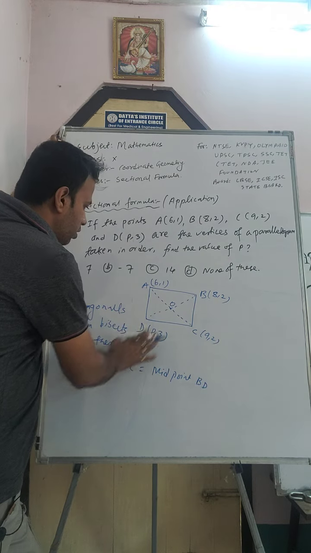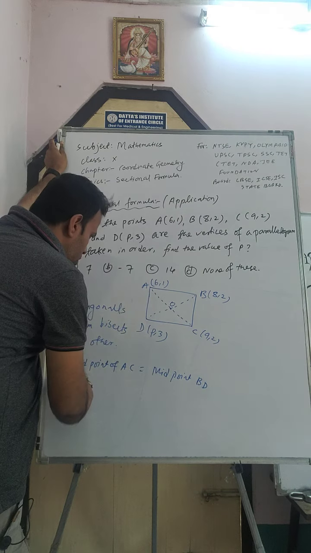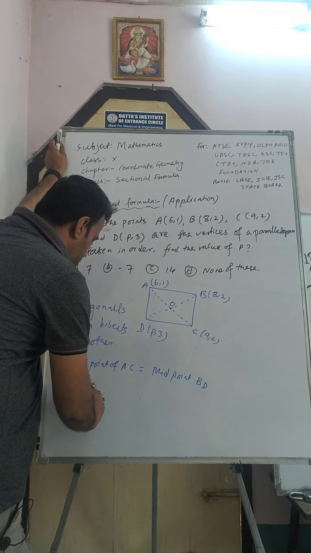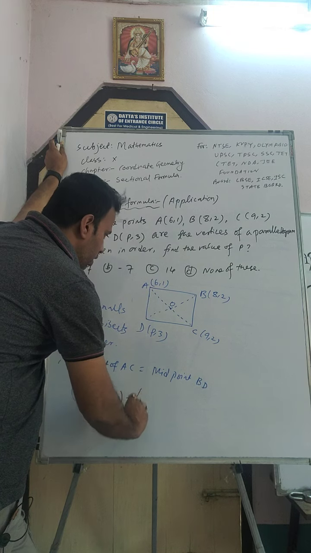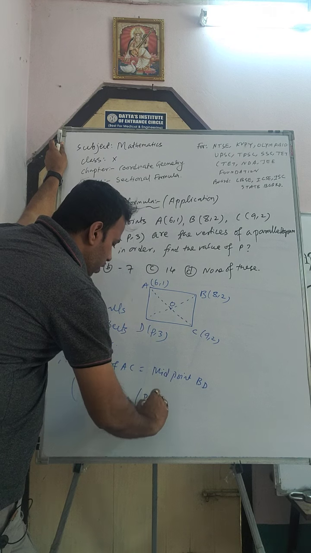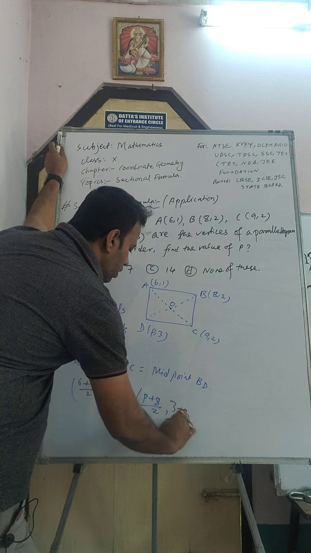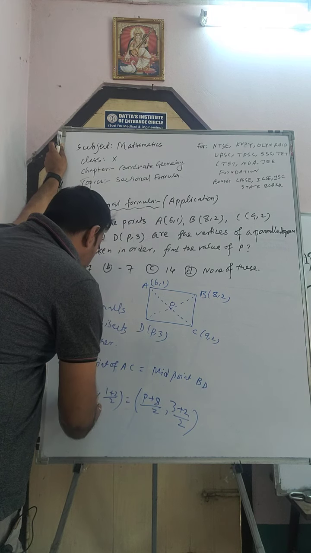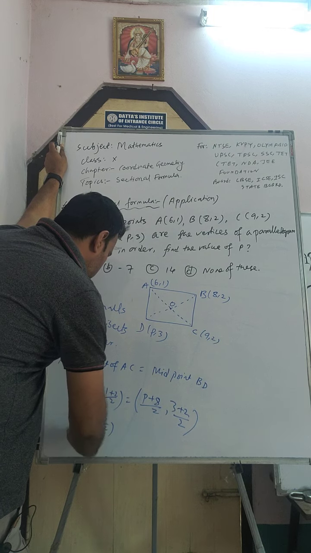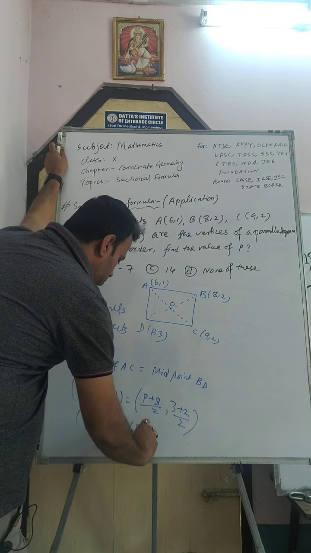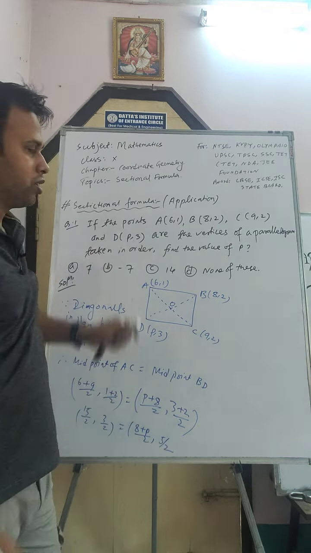So midpoint of AC, how can I find it? This one is (x1 plus x2) by 2, that is (6 plus 9) by 2, comma (1 plus 2) by 2. Again here (P plus 8) by 2, comma (3 plus 2) by 2. Okay. So here it is 15 by 2 and it is 3 by 2, and here it is (8 plus P) by 2 and here 5 by 2.